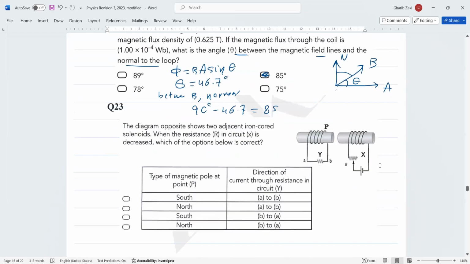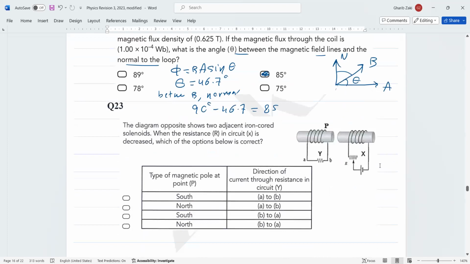Take care for this question. Now, in this one, can you see here? This is positive according to this. Then this is the north. So also, this is the north according to Lenz's law. Then this is the direction of the current. So the correct answer here is this. Yes, question? Yes.